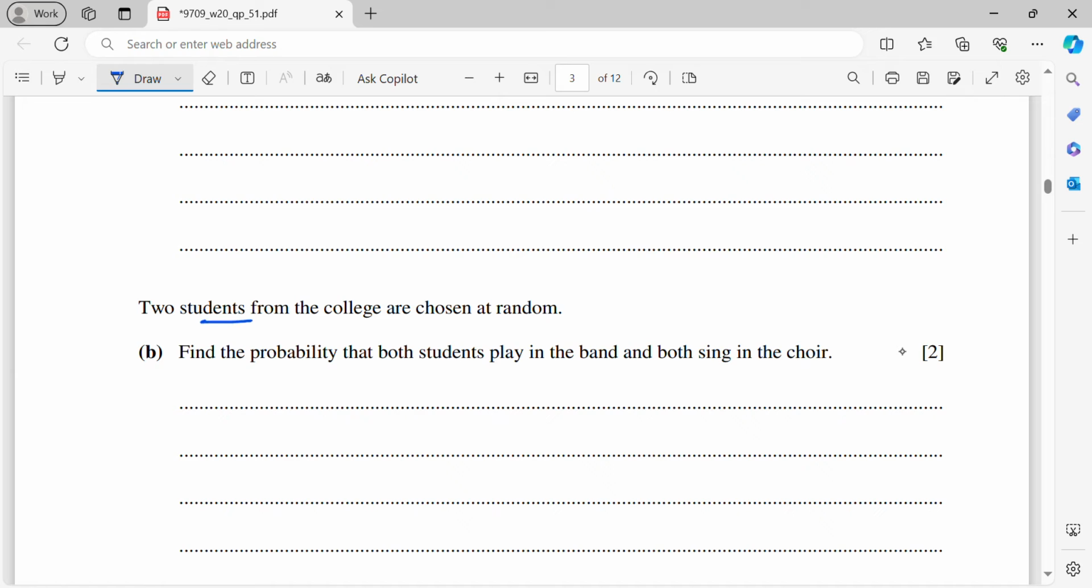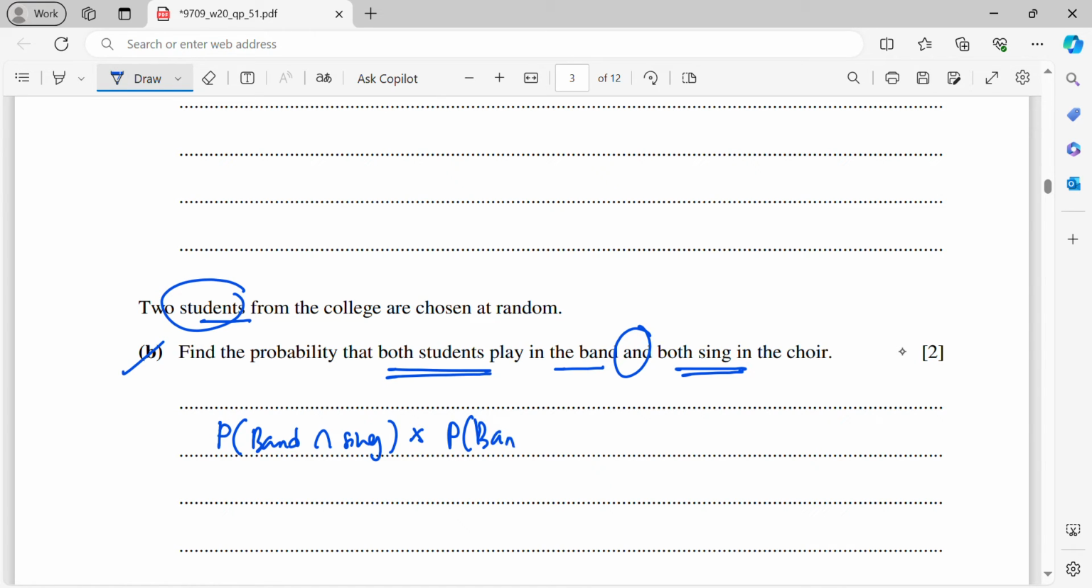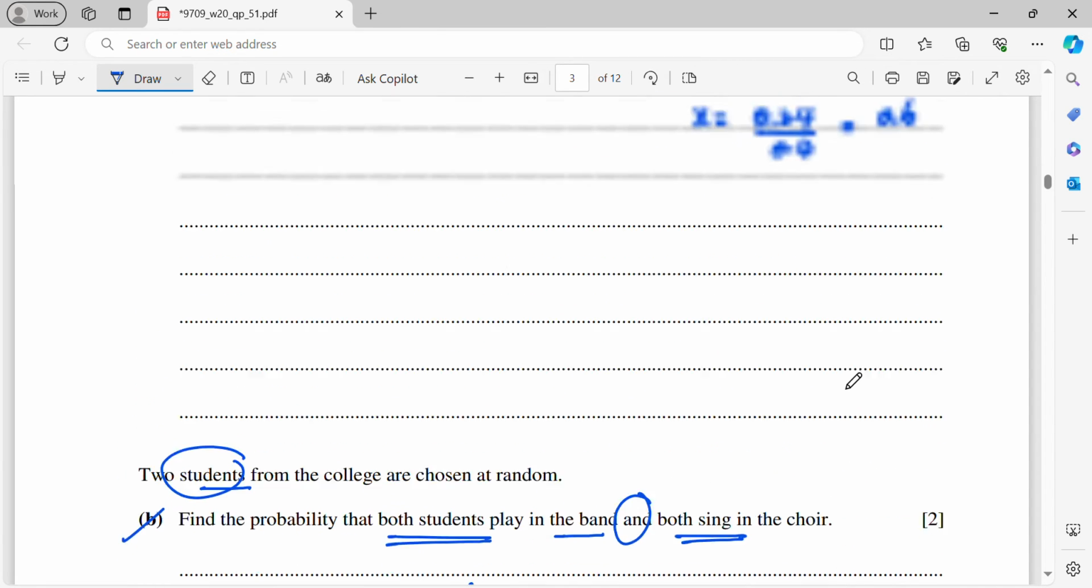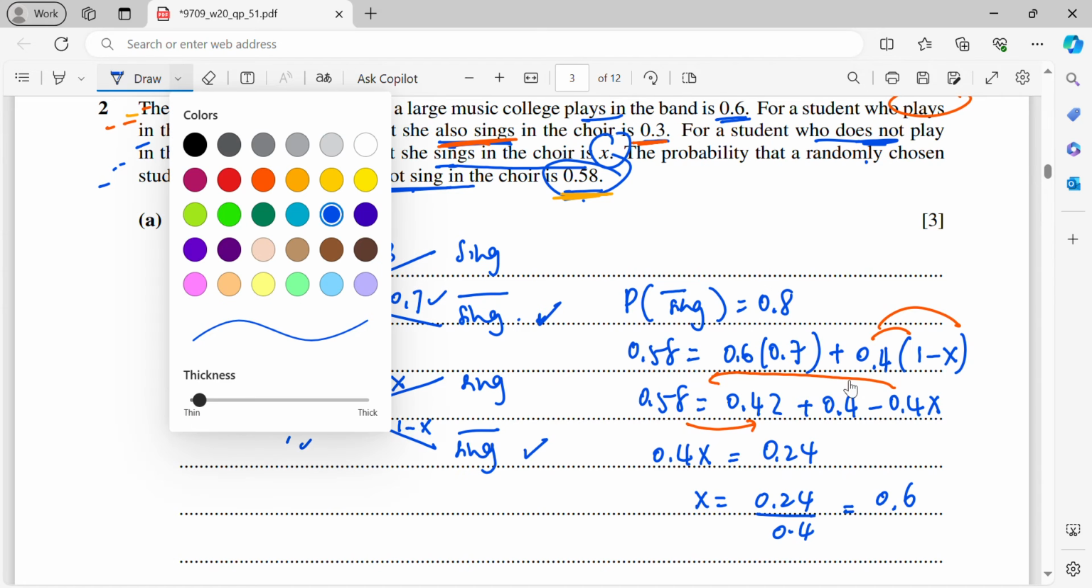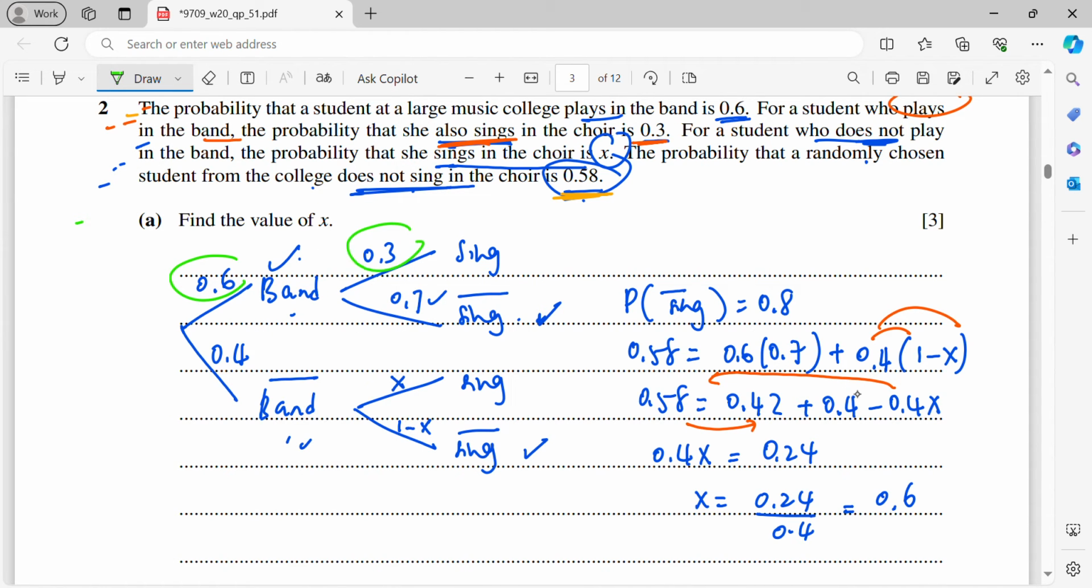Now, 2 students from the college are chosen randomly. B, find the probability that both students play in the band and both sing in the choir. Okay, so it means that the first student plays in the band and sings. And since there are two students here, you multiply by the second student with the same probability. So now band and sing means that it will be 0.6 times 0.3.